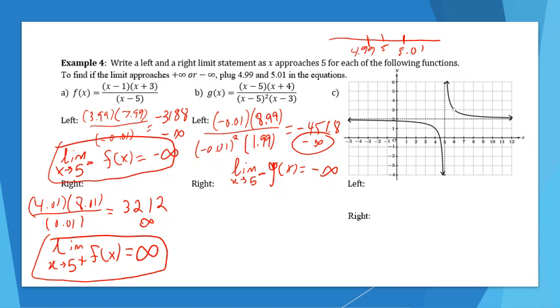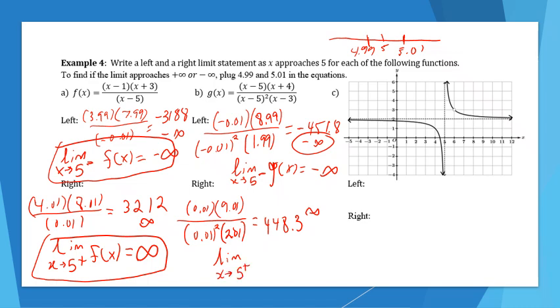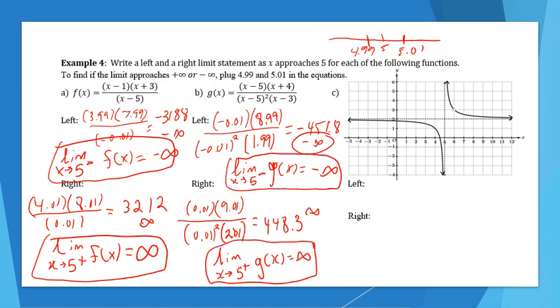And then the right hand side, plugging in 5.01, you get 0.01 times 9.01 all over 0.01 squared times 2.01, which is going to be equal to 448.3 around. So this is going to basically be positive infinity. And so our limit statement is going to be the limit as x approaches 5 coming in from the right of g of x equals positive infinity. And that should be our two limit statements there.